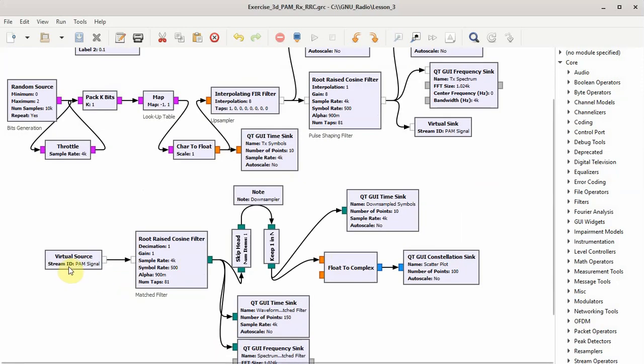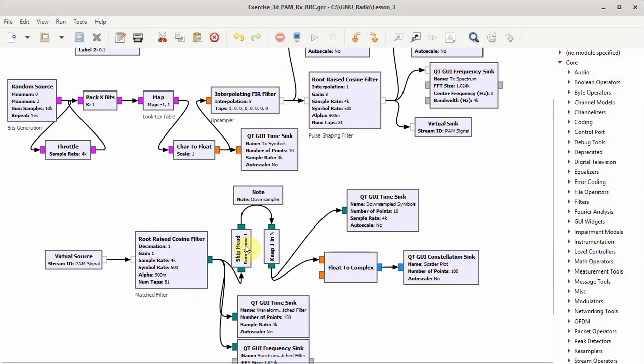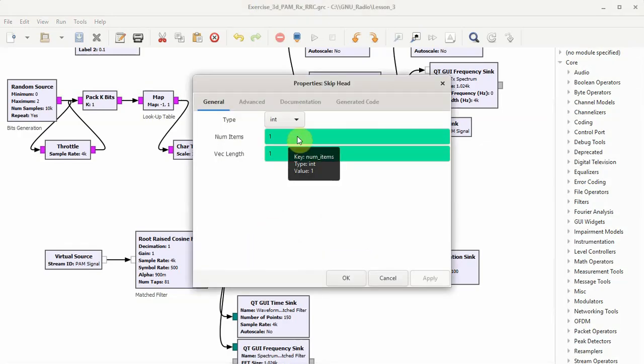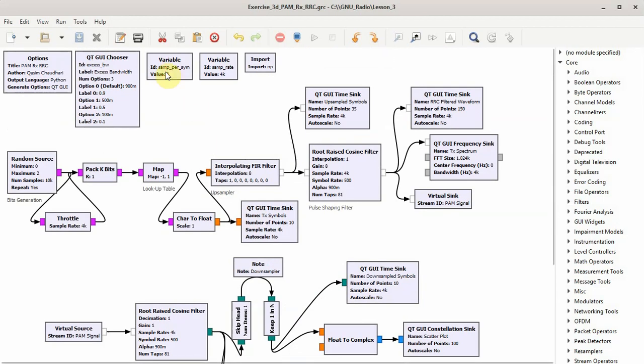On the receiver side, now we see that the matched filter filters the incoming signal, but I'm not including any decimation here. I decimate the signal in here so that I can have the ability to decimate it at a different timing offset if I want to. So it skips a certain number of samples before, and keeps one in n, where n is the samples per symbol, in this case 8, which we define as a variable here, and it throws away the rest of the samples. Let us run this and see what the output comes.